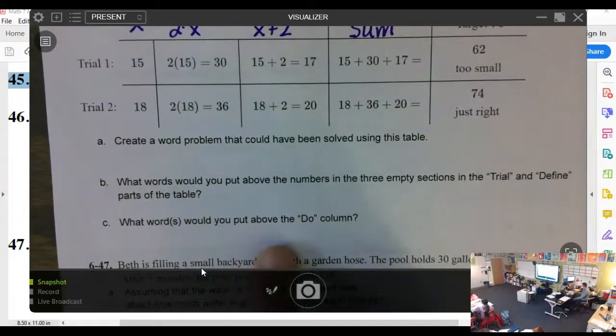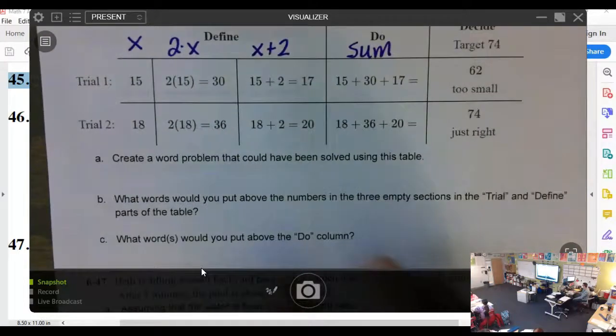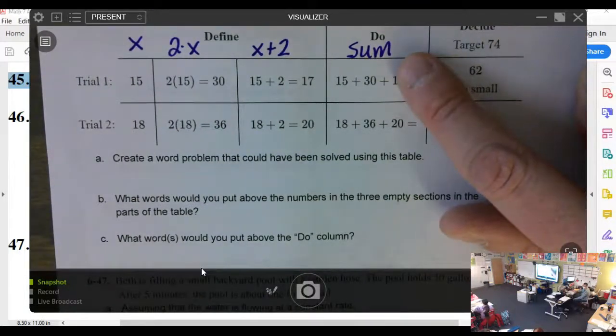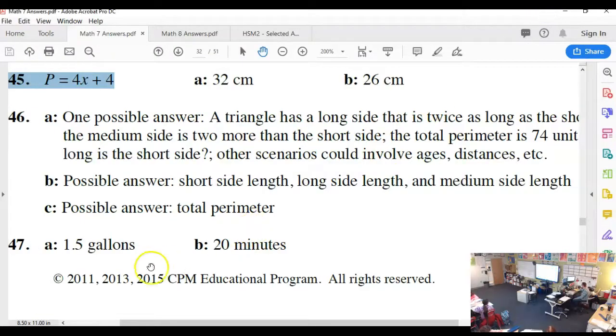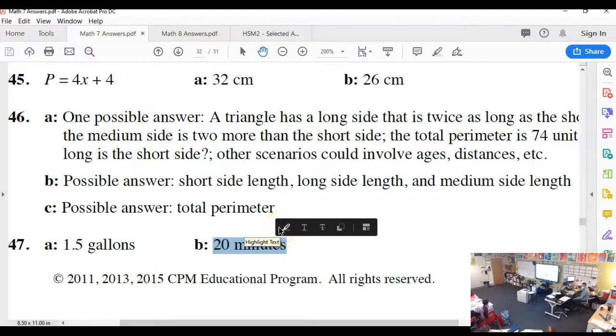What word would we put above the do column? Well, I already did it. Sum. We added them up. And then our answers for 47. 1.5 gallons. 20 minutes. We can solve that using proportions or a couple different ways.